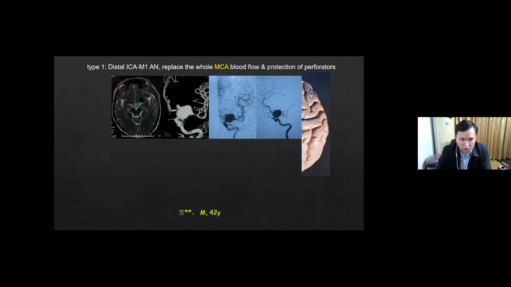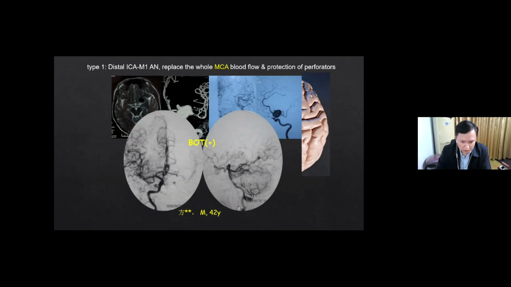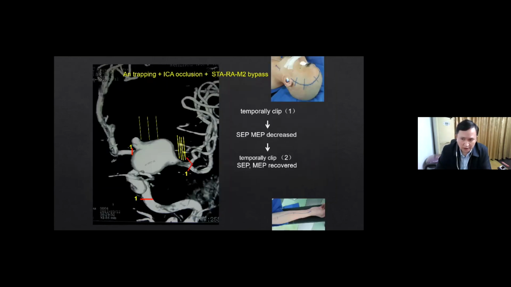So for this kind of patient, we should replace the whole MCA territory and protect the perforators. You can see the balloon occlusion test was strongly positive. So under the MEP/SEP monitoring, we can trap the aneurysm very accurately, and this is an STA to radial artery to MCA bypass combined with the trapping of the aneurysm. So we saved all the perforators. So this is the final position of the clips.